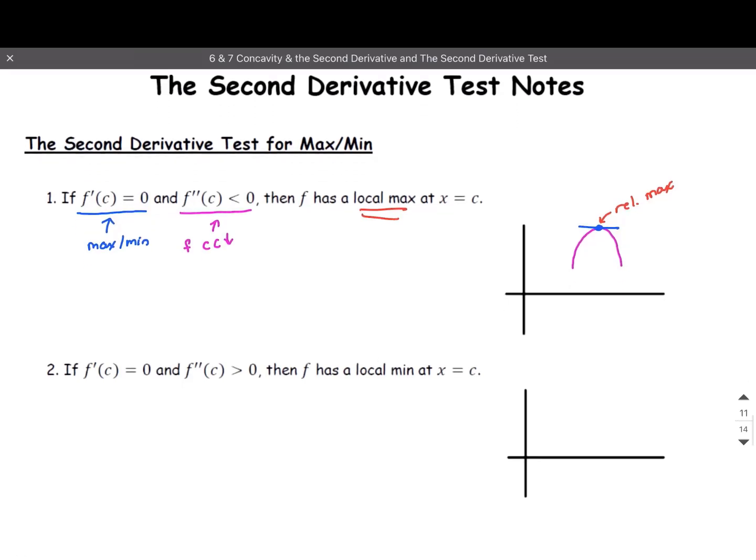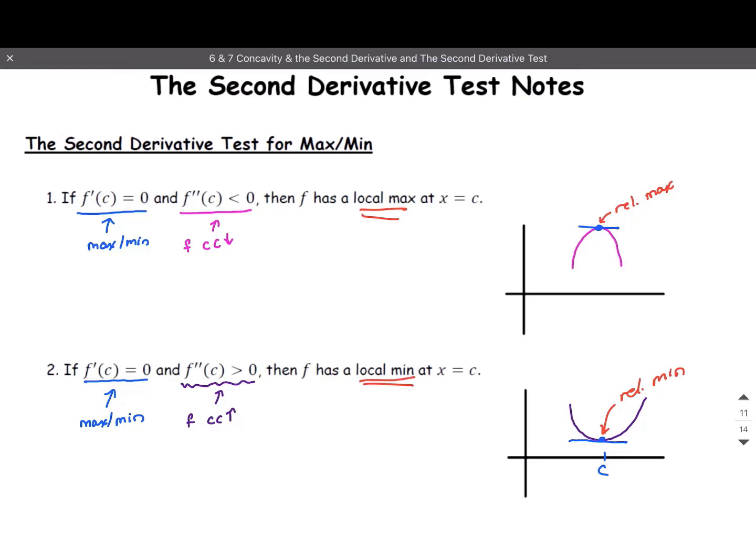Now let's take a look at a local min. So again, if the derivative is 0, so we know we have a possible max or min, we have a horizontal tangent line. And then we know that the second derivative is positive. That means the function is concave up. So let's sketch ourselves a graph that's concave up. If it's concave up, and we know there's a horizontal tangent line there at C, what do we have on our graph? We have a relative minimum or a local minimum.